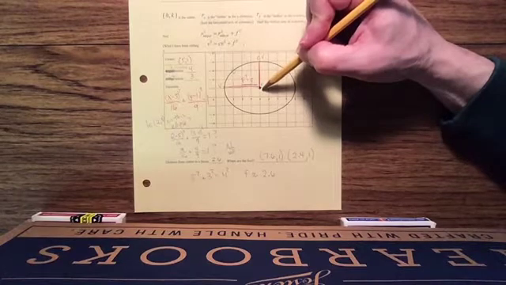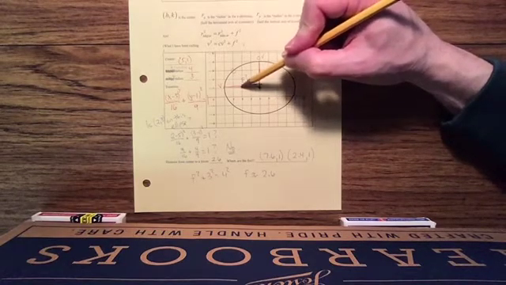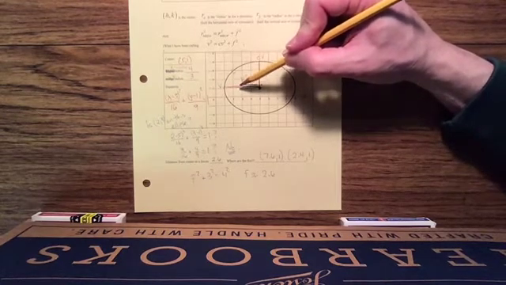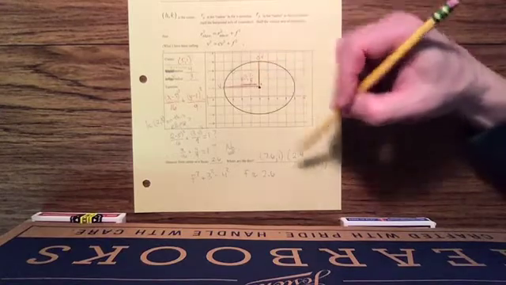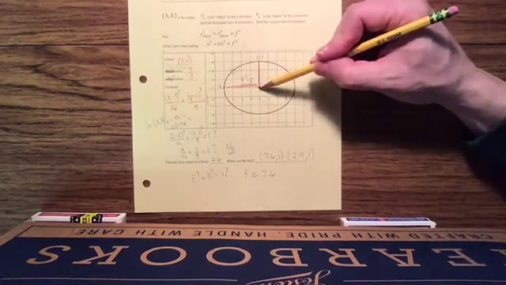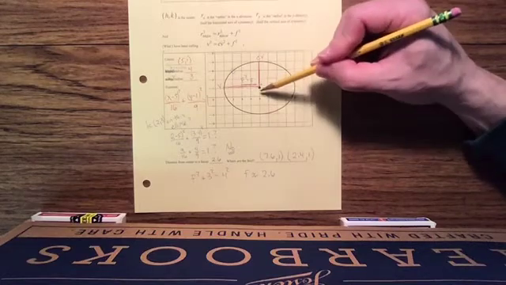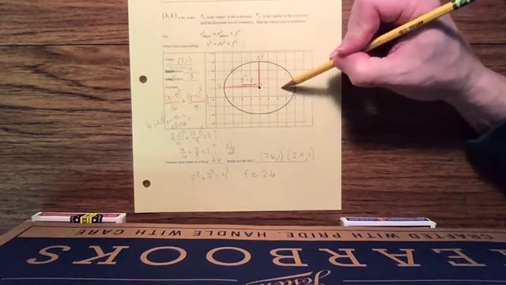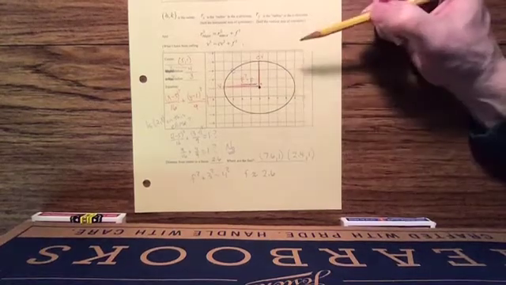5, 1. So if you start at 5 and you go 2.6 units to the left, 5 minus 2.6 gets you an x-coordinate of 2.4. So there's one focus at 2.4, 1. And the other focus, start at 5, 1 and add 2.6 units. 5 plus 2.6 is 7.6.